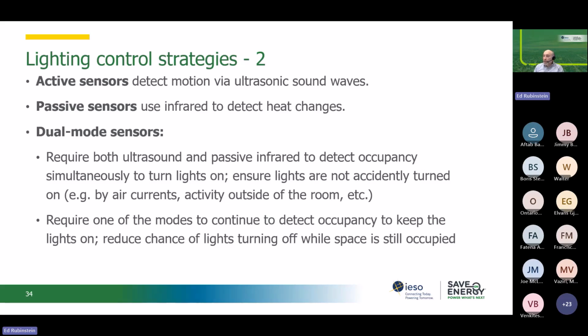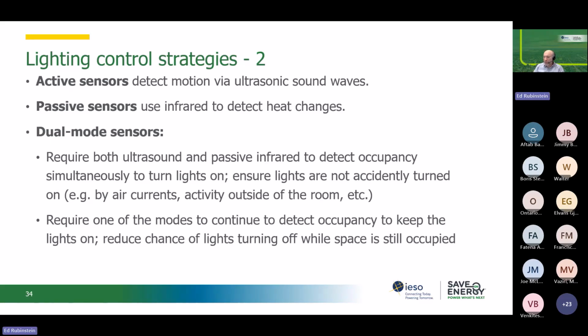So there are different ways of sensing occupancy. One is through active sensors, which detect motion through ultrasonic sound waves. Sometimes they're audio sound waves as well. Passive sensors use infrared to detect heat changes. Both of these have pros and cons. Active sensors detect motion with ultrasonic sound waves, but if you're sitting really still, or sitting at a desk in an open concept area and there's a partition or a filing cabinet between you and the sensor, that's not going to work as well.